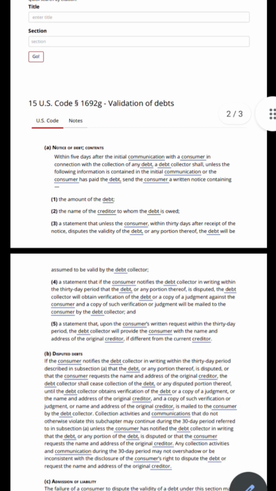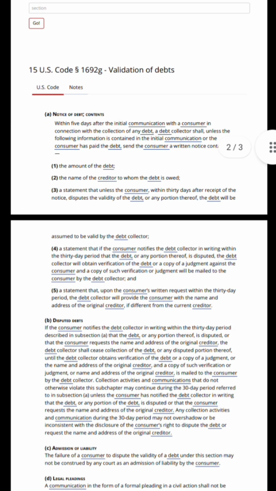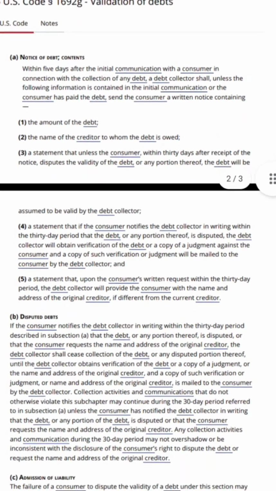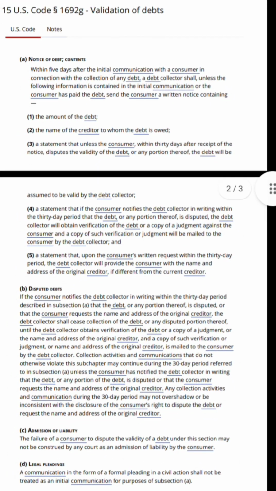Okay, 15 USC code 1692g, validation of debt. Go through these. I'm not about to read it or break this down. Do not make this difficult, people. Copy and paste. We use their words against them.